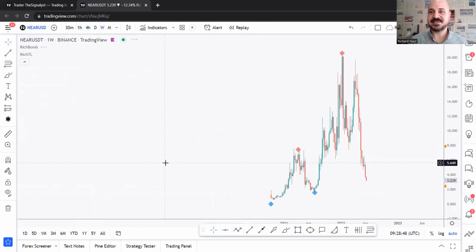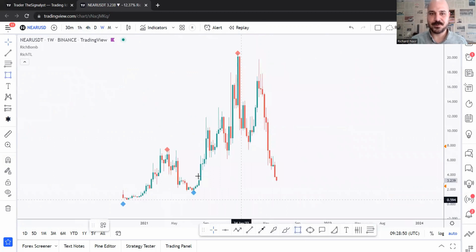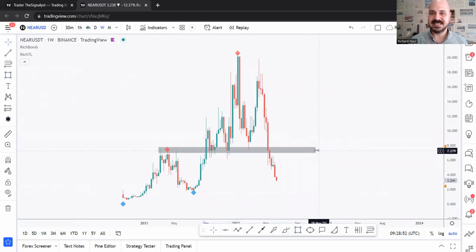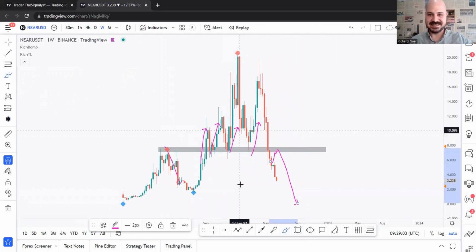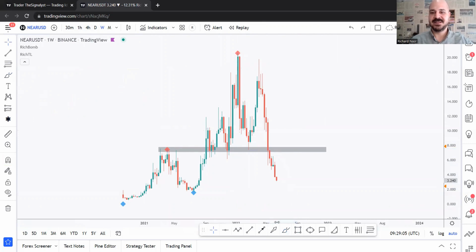However, in this particular case, we already have a support also, as we've got many rejections from it. It was acting as a resistance previously, broken out, support multiple times. So now as price retested, we'll be looking for some setups because now it's acting as a resistance area.